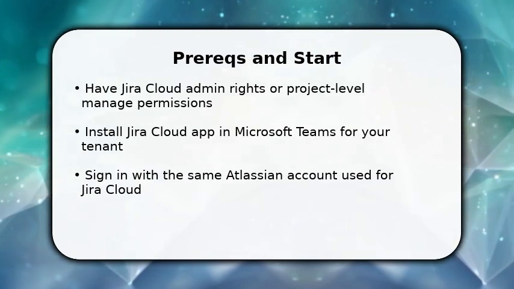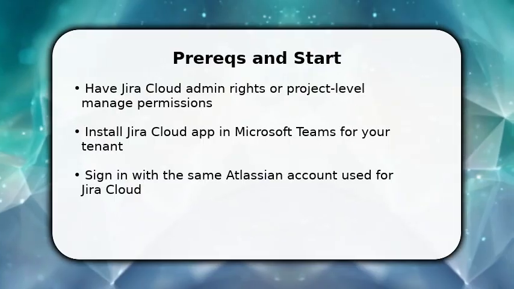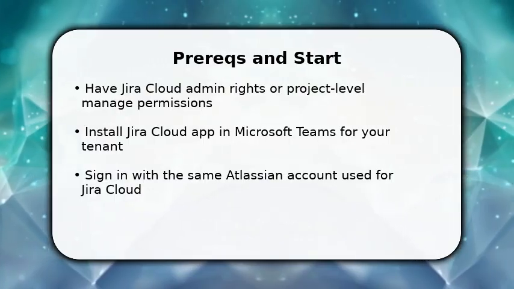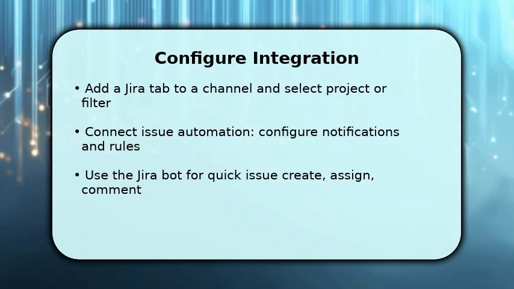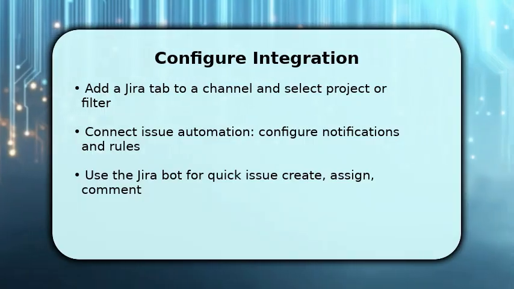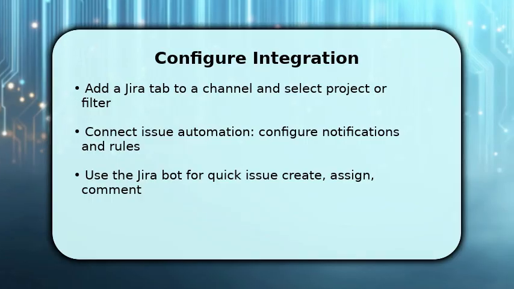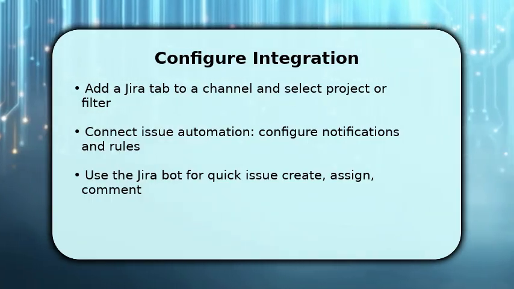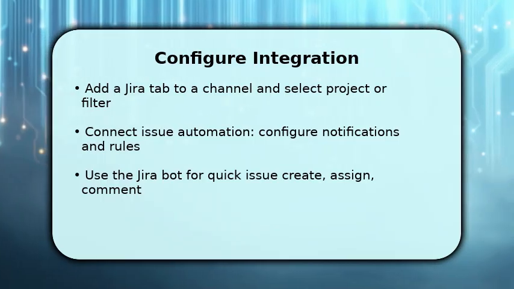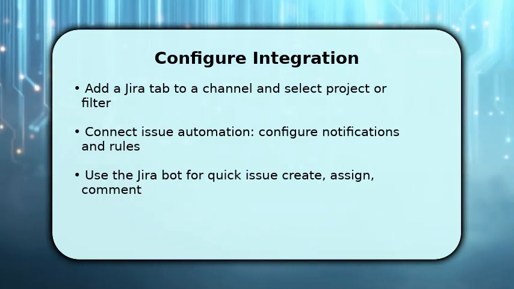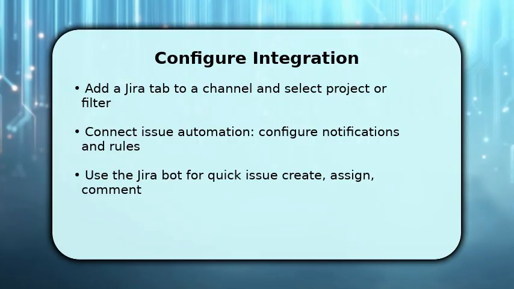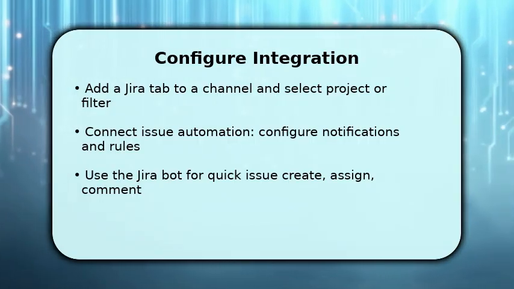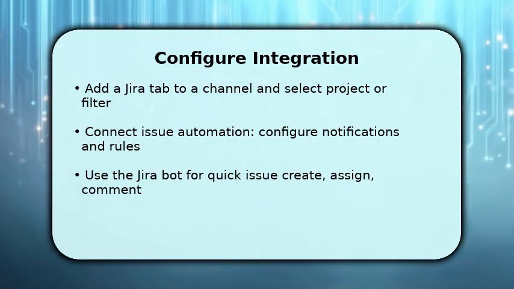Now configure the integration inside your channel. Add a Jira tab, choose the project or saved filter, and pin it so everyone sees the board or backlog. Next, set channel notifications. Pick issue events you want, created, transitioned, commented, and map them to the channel. Then teach the bot. Use the Compose box and @Jira to create issues, assign users, or add comments. These steps automate visibility and reduce context switching.